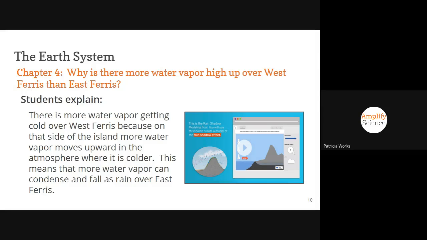In Chapter 4, students use data from digital and physical models to engage in a roundtable discussion about rain formation and the rain shadow effect. At the end of Chapter 4, students explain that there's more water vapor getting cold over West Ferris because on that side of the island, more water vapor moves upward in the atmosphere where it's colder. This means that more water vapor can condense and fall as rain over West Ferris.